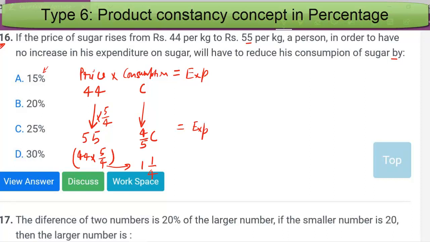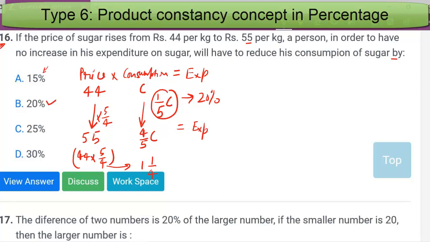So you can see the difference between the earlier consumption and the new consumption. If you subtract, you will get that the difference is equal to 1 by 5c. So 1 by 5c means there has to be a 20% decrease, right? So here you get the required value asked in the question: there has to be a 20% reduction or decrease in the consumption.